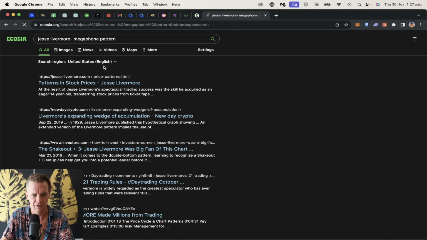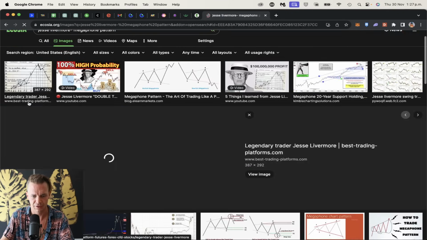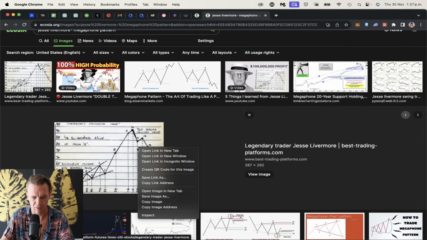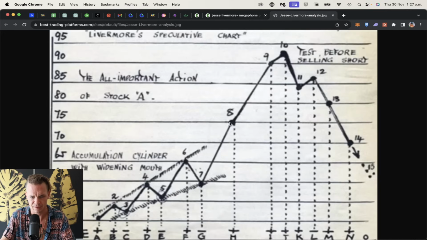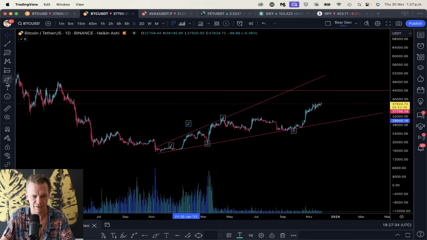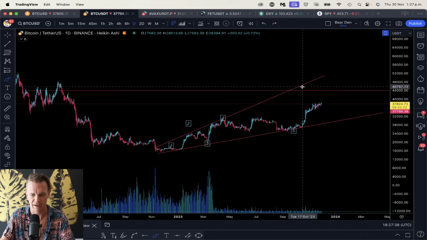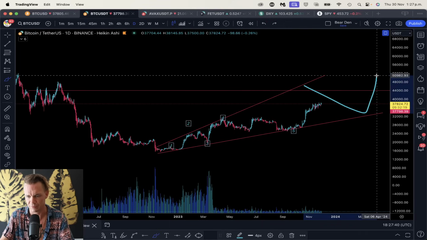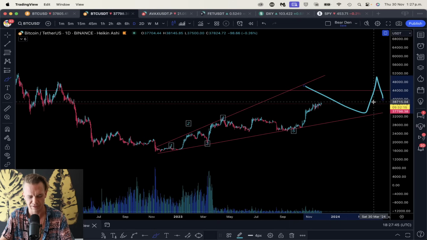This is a pattern you see all over the place, and I want to show you where it's happened in the past. So here's the widening megaphone pattern by Jesse Livermore. This is what we're comparing it to now. We have points 1, 2, 3, 4, 5, 6, 7, and we've already completed phase 5. I think we run up here to around phase 7, up around $57,000, and then come back down to form a larger trading range, probably between $42,000 and $37,000.